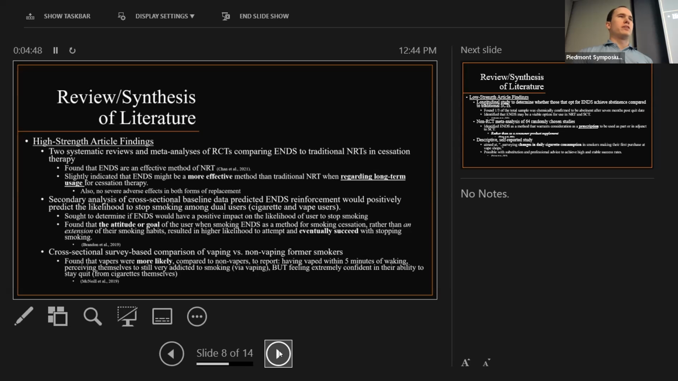So they found that the vapers were more likely to report the following when compared to the others. Having vaped within 5 minutes of waking up, still feeling like they're very addicted to nicotine, but feeling extremely confident in their ability to stay off cigarettes themselves. So while they felt like they were more addicted to nicotine because they're still using vapes as a replacement therapy, they felt more confident in staying off cigarettes.